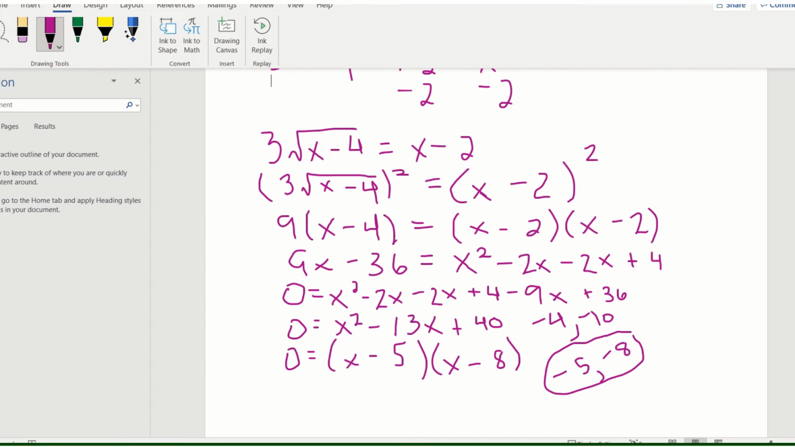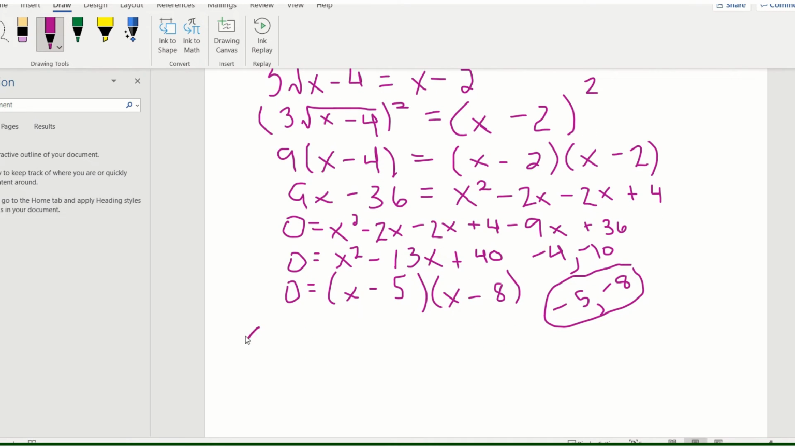And now let's set both of those factors to 0. And if we move the 5 here, we will get x is 5. And if we move the 8 across here, we'll get that x is 8. Now we do have to check these because one of them could be, or really both of them could be an extraneous solution, meaning that it doesn't work back in the original equation.